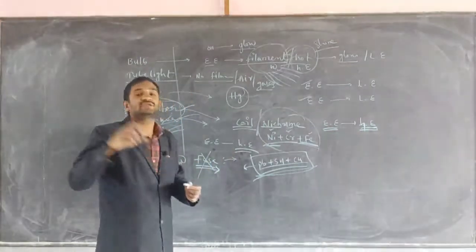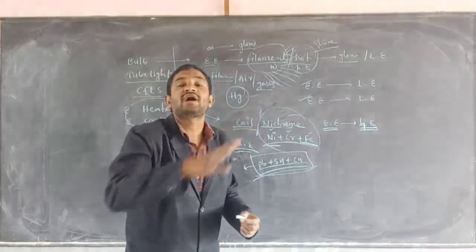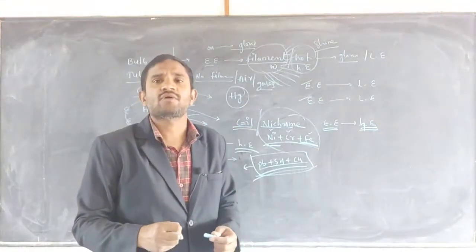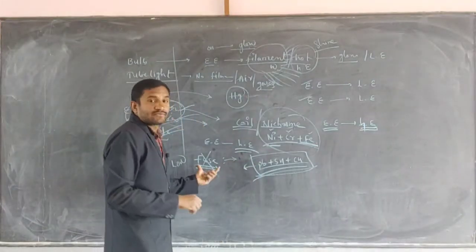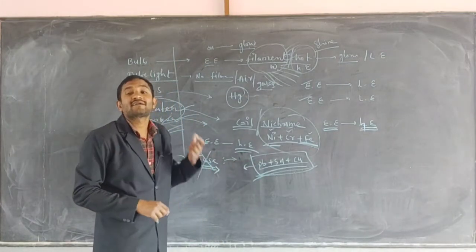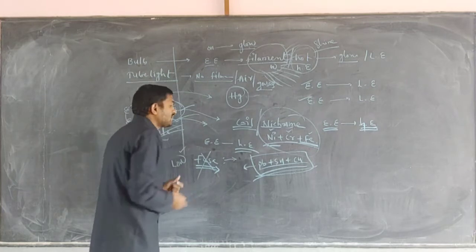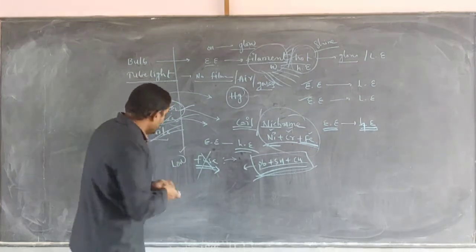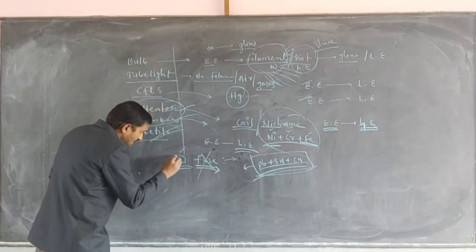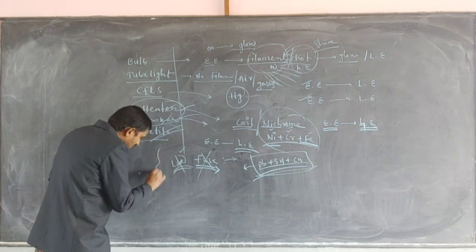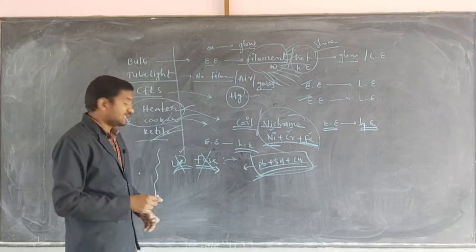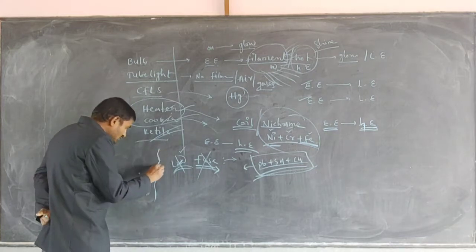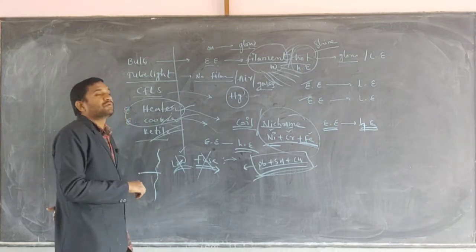If more electrical current comes into our house, at that time what will happen? This fuse will be melted. Suppose this is a fuse, and more electric current is supplied into our house, this fuse will be melted and it will break.